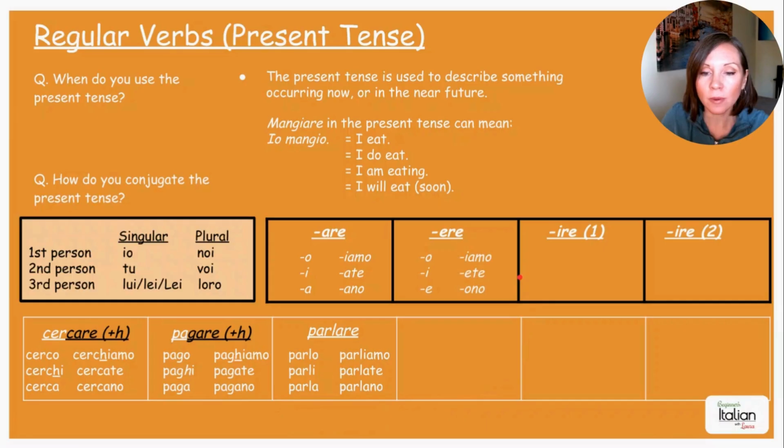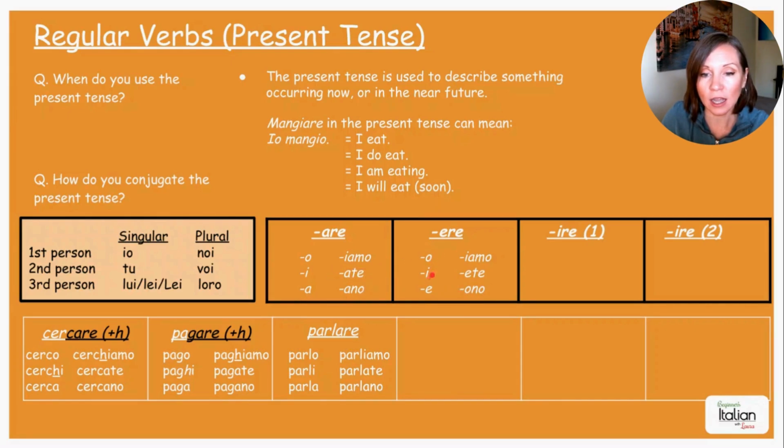Okay, an ERE verb. The endings would be o, i, e, iamo, ete, ono. Do you see any difference here? The difference is in the third person singular, the second person plural, and the third person plural. Those are the only ones that are different.